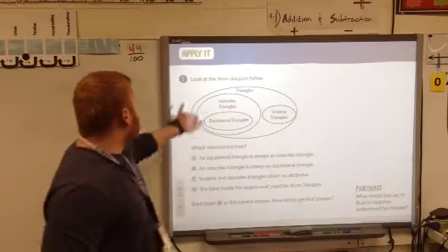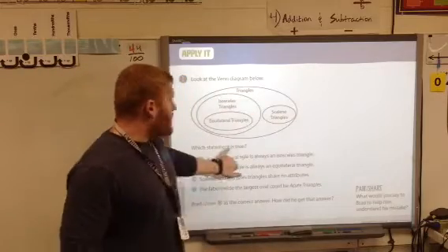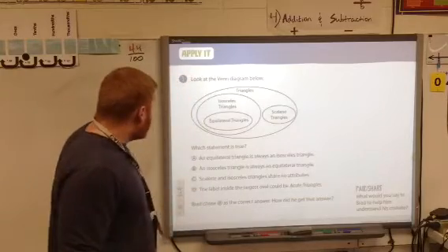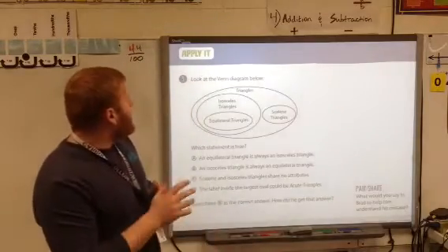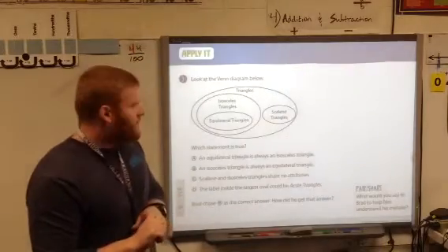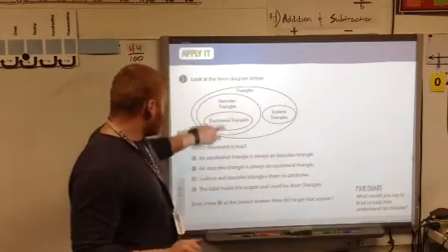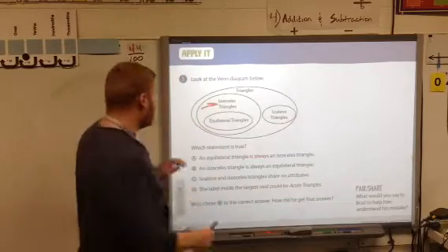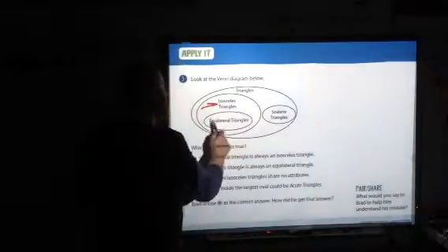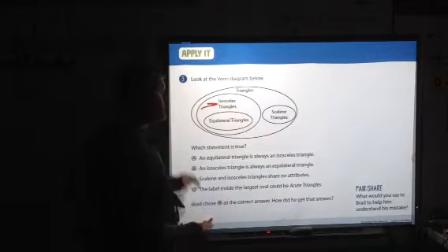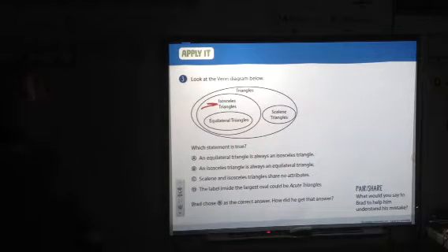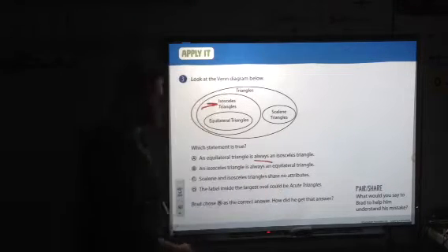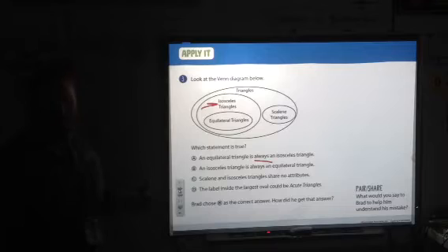All right, so let's see. Look at the Venn diagram below, and then it says which statement is true. Interesting. It says, A, an equilateral triangle is always an isosceles triangle. Well, let's see. If I look at the isosceles triangle category, I notice that equilateral triangle is always fully inside the isosceles triangle. So could I say that an equilateral triangle is always an isosceles triangle? Yeah, I think I can.